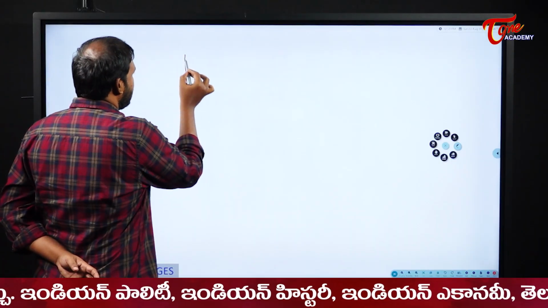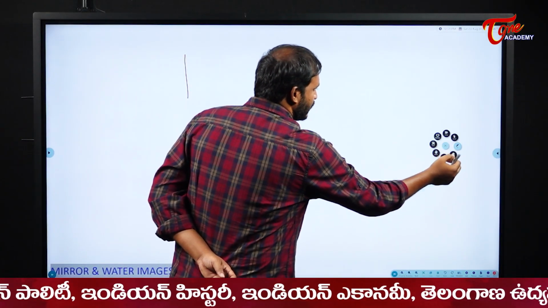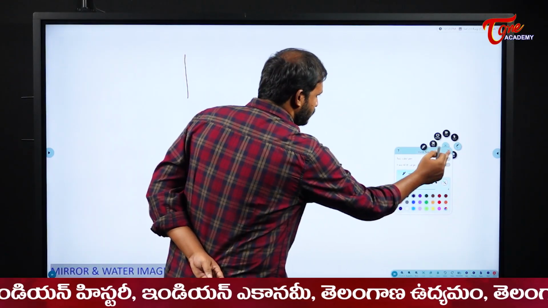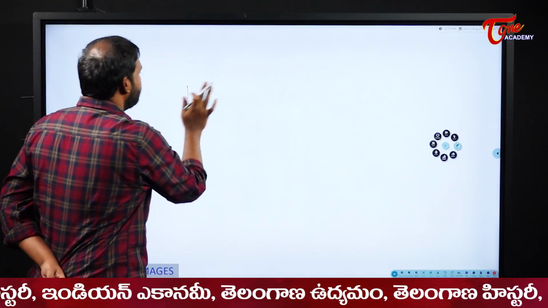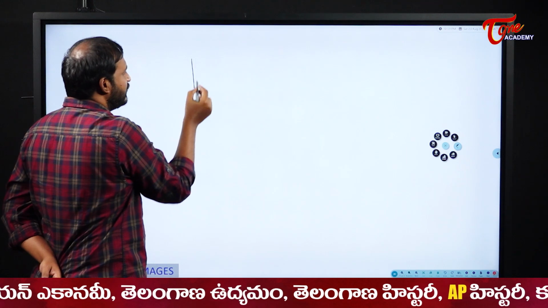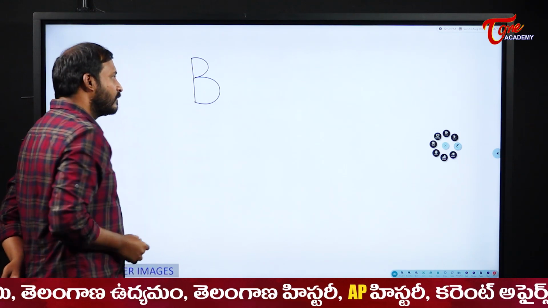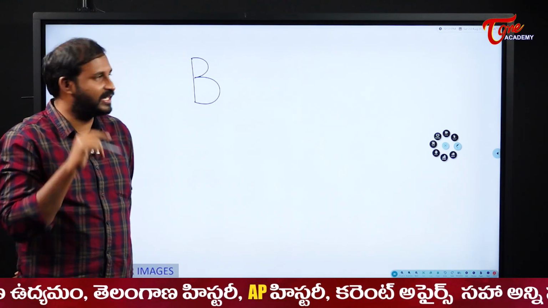So intentionally I am writing the letter B like this. Okay, I am writing the alphabet B, or any symbol, like this.